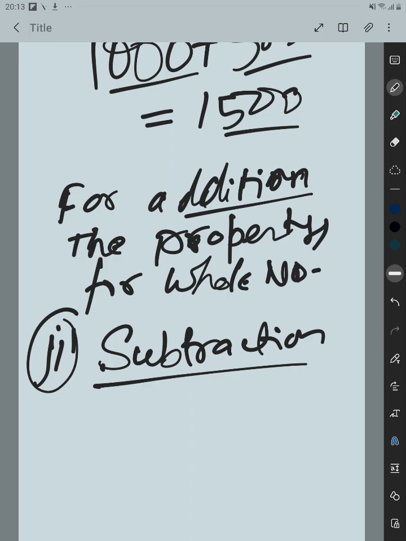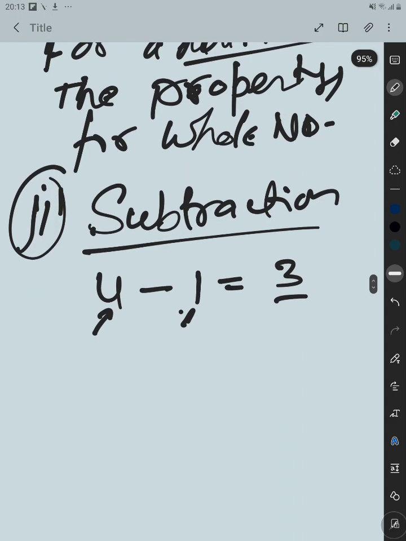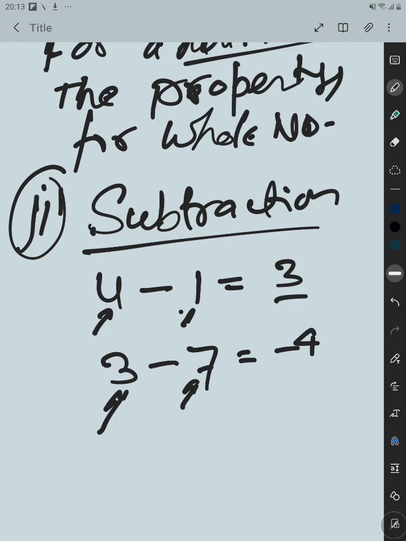For example, we subtract 4 minus 1. Both are whole numbers, and we get 3, which is also a whole number. So till now it is okay, there is no issue. Now for example we subtract 3 minus 7. What will we get? We will get minus 4. So 3 is a whole number, 7 is a whole number, but minus 4 is not a whole number, as we already know that whole numbers start with 0.